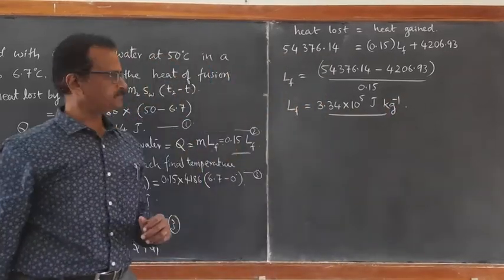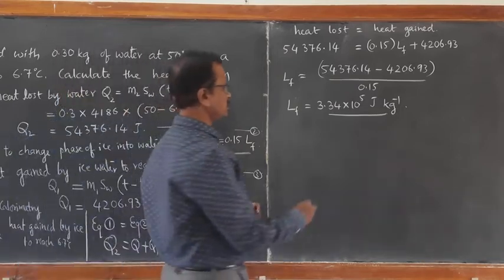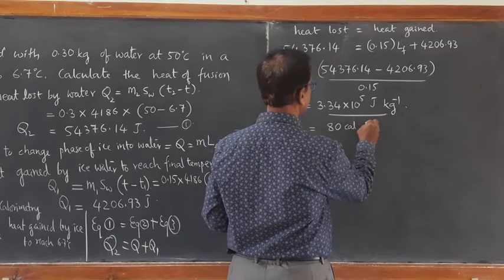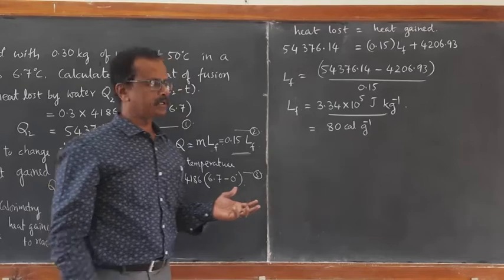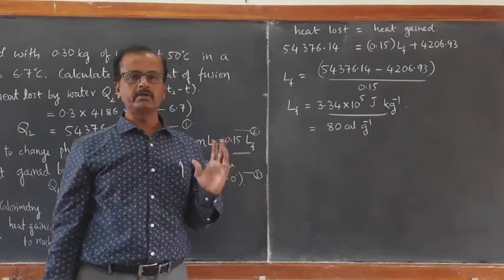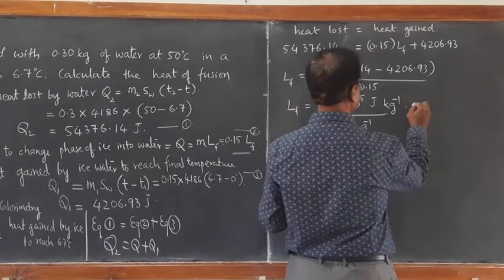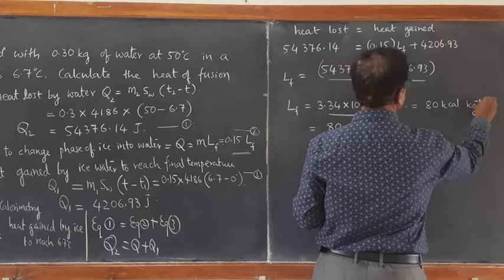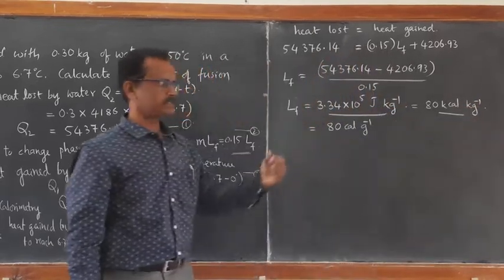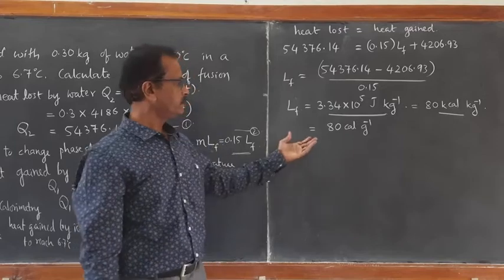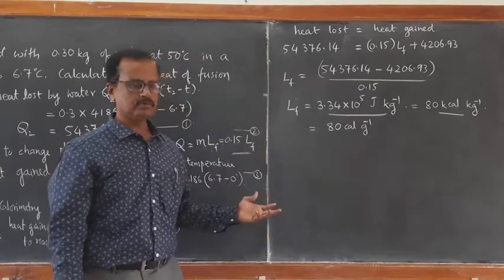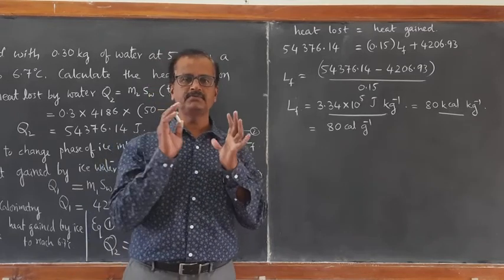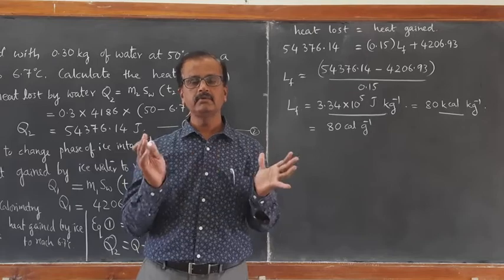If you calculate in calories, it comes out to be 80 calories per gram, or 80 kilocalories per kg. In some numerical problems, a question will be asked on the calculation in calories. That's why I have written calories. This is how one has to use the principle of calorimetry and the concept of latent heat. Then we will be able to solve the problem.